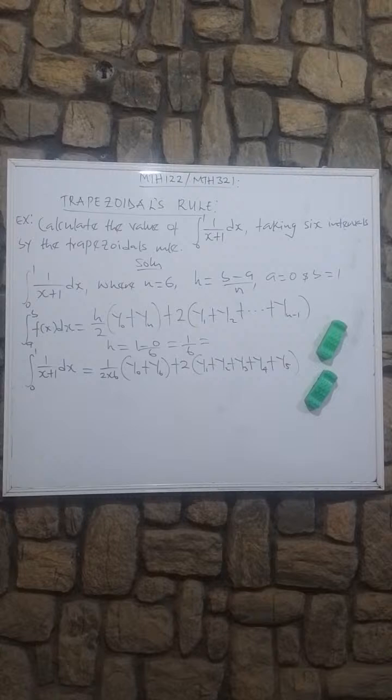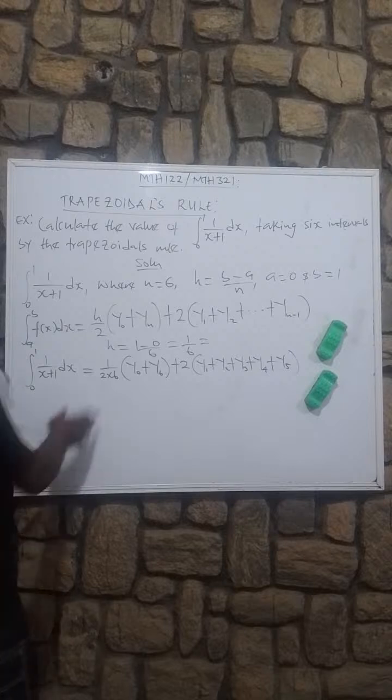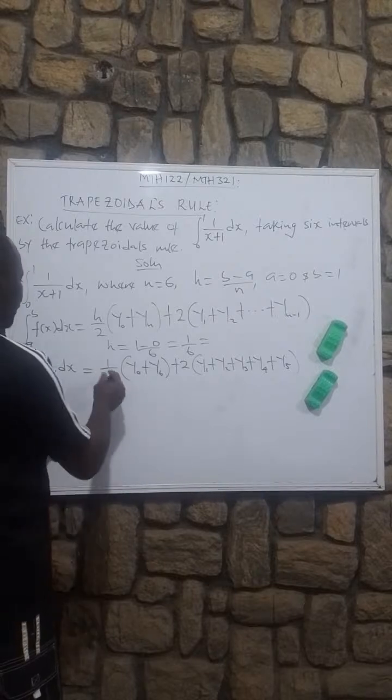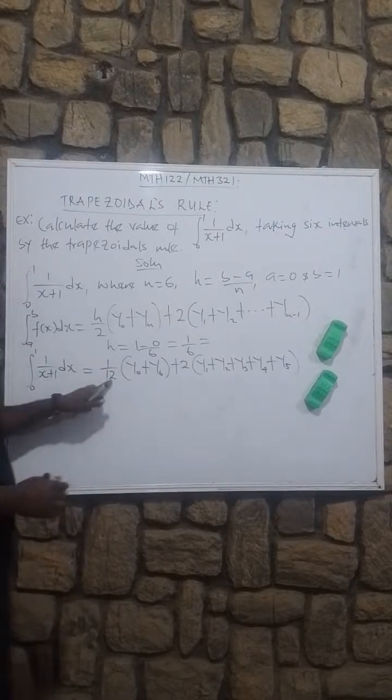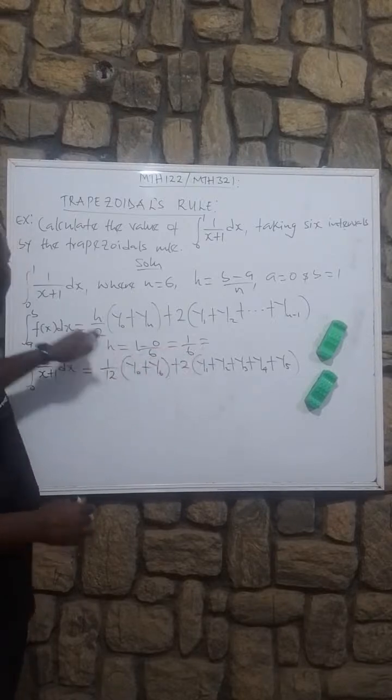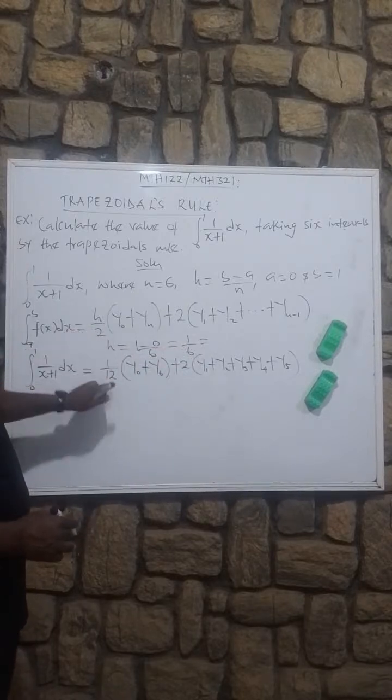We are going to have 12. 1 all over 12. So far, so good. Okay, so what we need to do here: 2 times 6 is going to give us 12. So don't be surprised at seeing 12 here, because h is 1 all over 6. Then use it to multiply by 1 all over 12.